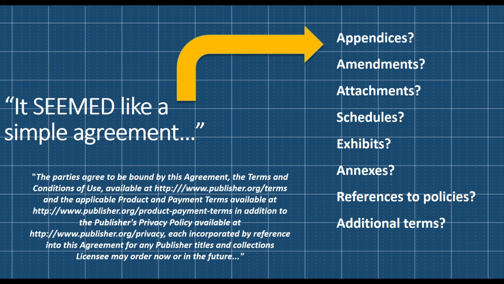And I think the best example I can show you is this little clause here, where you have parties agree to be bound by this agreement. Maybe that's the thing you were sent. And then it references the terms and conditions of use available at this other URL. And you think, oh, wait a minute, I don't have a copy of that. I should get that. And then down here it says product payment terms available at another URL. And you think, okay, number 3, have to go get that.